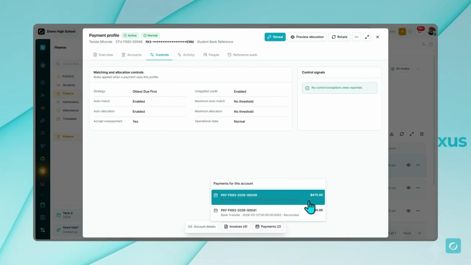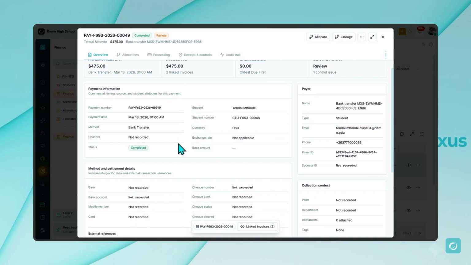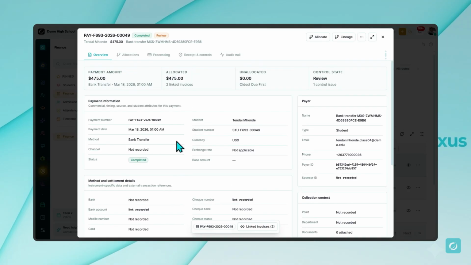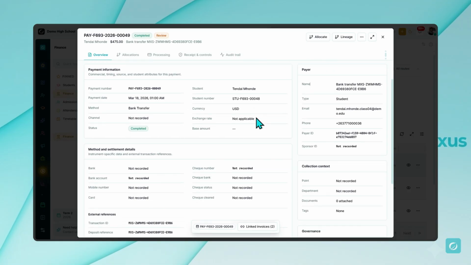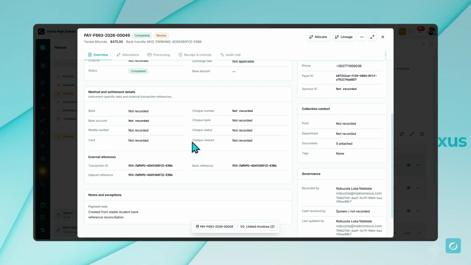Let's open the payment itself. It is a $475 bank transfer recorded against Tendai's account using the same stable bank reference from the payment profile. The payment status is completed. The payer name includes the matched bank reference, and the transaction metadata confirms that this payment came through the stable reference bank statement process. Notice that we are not asking staff to remember where the money came from. The payment carries its identification evidence with it.